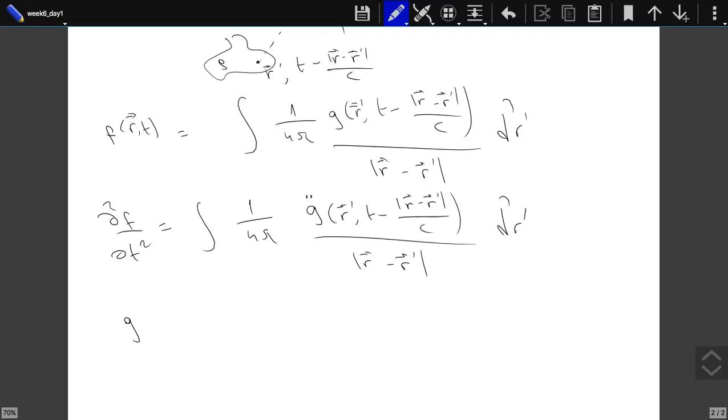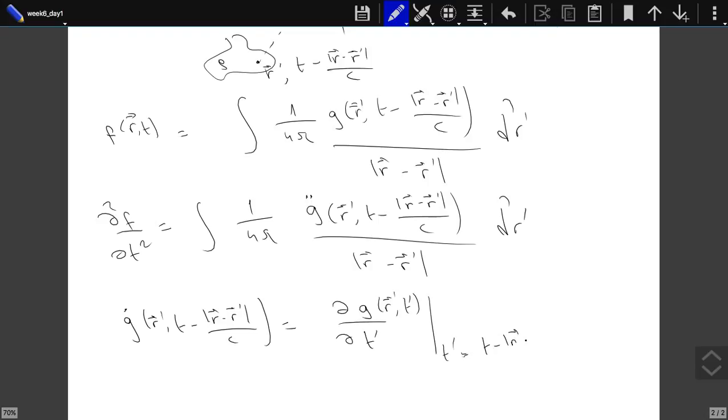So this g dot of r prime, t minus r prime over c is actually the partial derivative of g with respect to t prime, evaluated at t prime equal to t minus r prime over c. This is the dot notation that I will be using. Take the derivative of this function g with respect to its second argument, and that is this dot. And then evaluate that derivative at whatever you put over here.